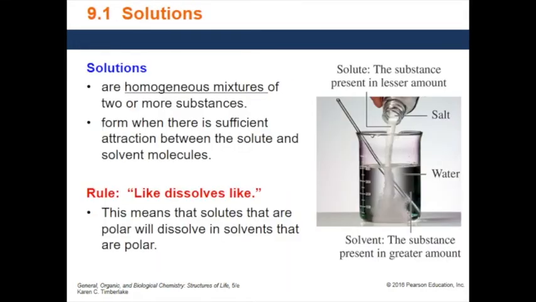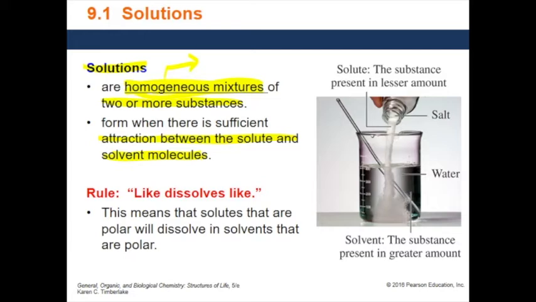So the first thing is, what are solutions? What is the definition of a solution? Solutions essentially are homogeneous mixtures of two or more substances. When they're mixed together and form a homogeneous mixture, homogeneous meaning uniformly distributed, all the substances mixed together are uniformly distributed throughout the solution. That type of mixture is called a solution. This is formed when there is enough force of attraction between the solute and the solvent molecules to keep it together. So those are solutions.